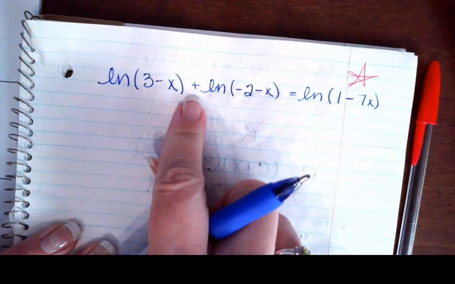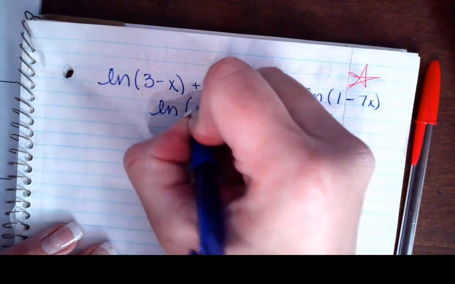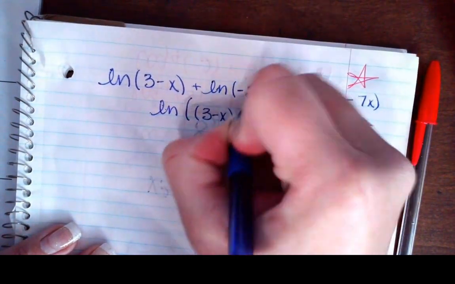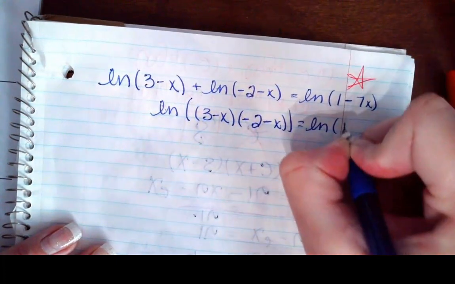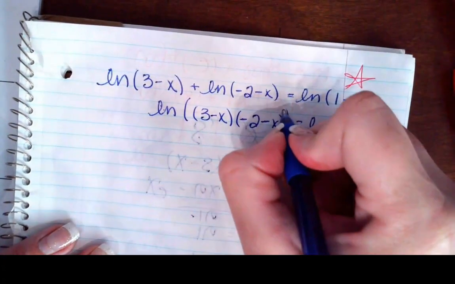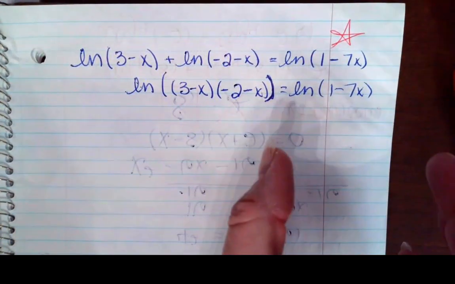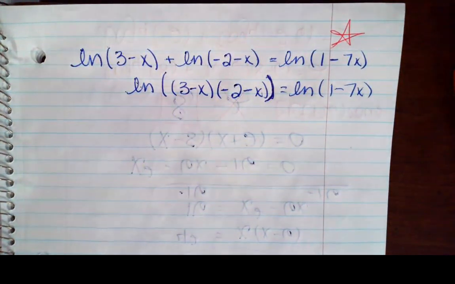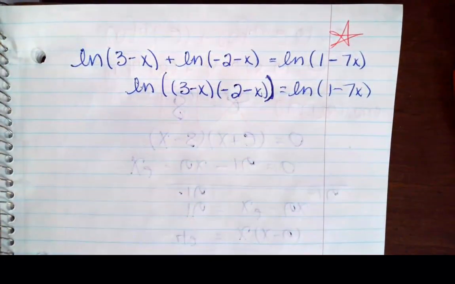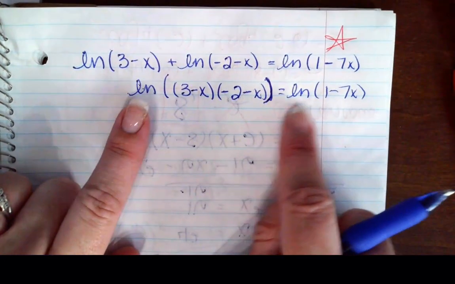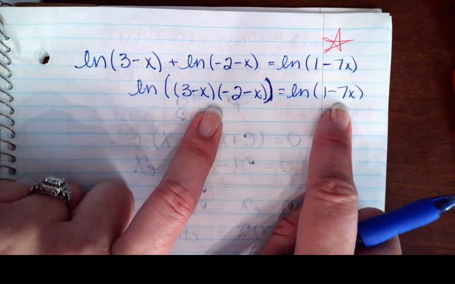So if it's two separate logs joined by addition, it's going to be a single log joined by multiplication. So the natural log of 3 minus x times negative 2 minus x, and that's going to equal the natural log of 1 minus 7x. And now, that was a lovely parenthesis. Now that I've got a single log equal to a single log, I can actually just focus on the arguments because I've already got the natural logs in place. So if I want the left to equal the right, those pieces are complete, but now I need to focus on these pieces.